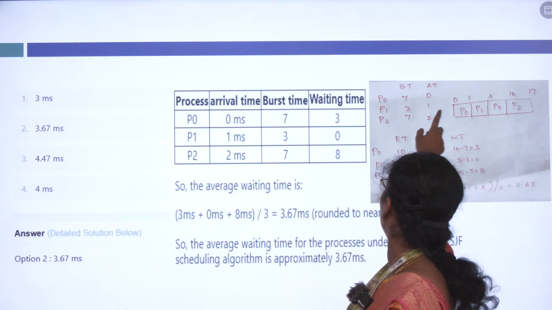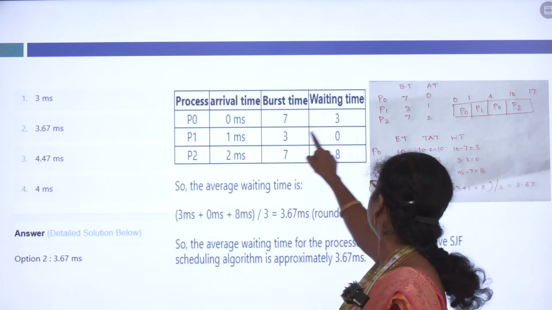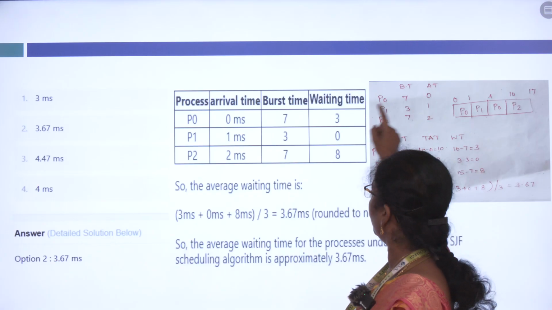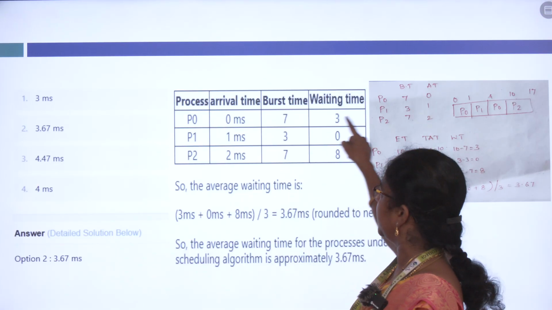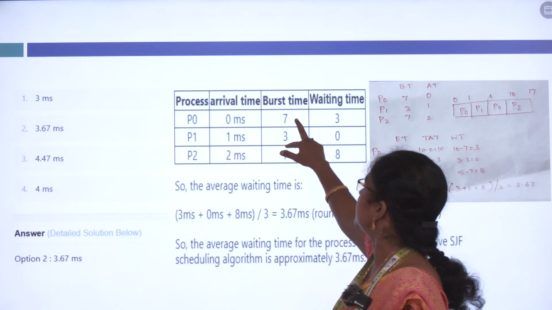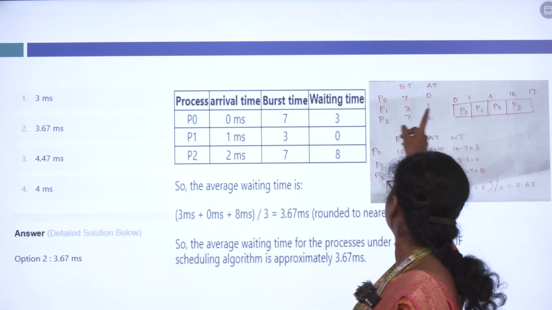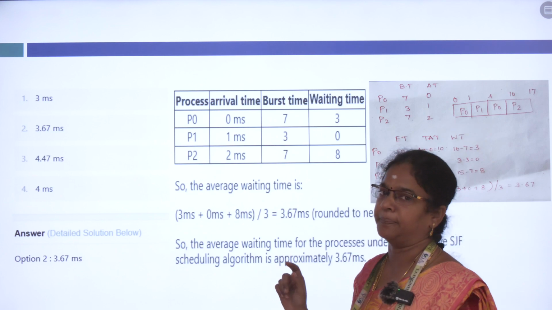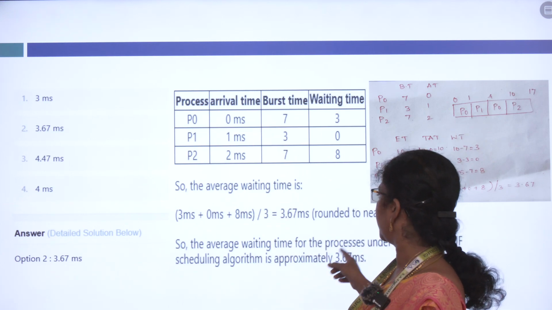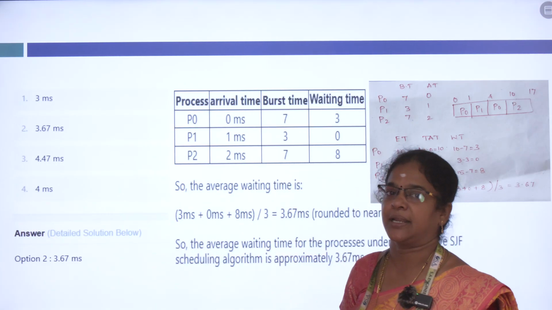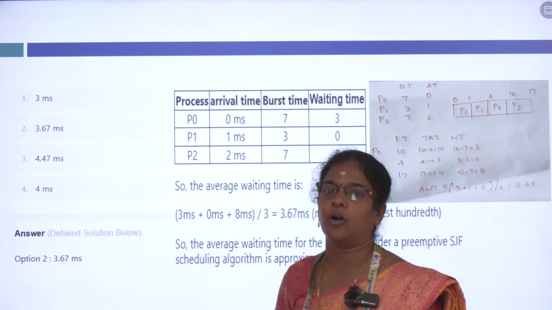First you take only 1 millisecond. After 1 millisecond P1 will arrive. So the total burst time is 3, so 4. Next we continue with the remaining P0, because in this case both burst times are the same. So the second is P0, and the last one is P2. Okay, so the average waiting time is 3.67, so the second option is correct. Okay, so this is the SRTF.